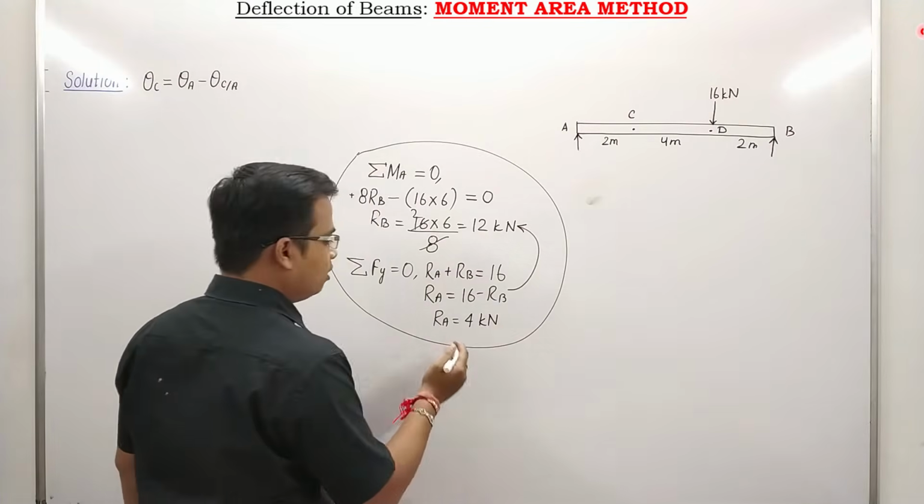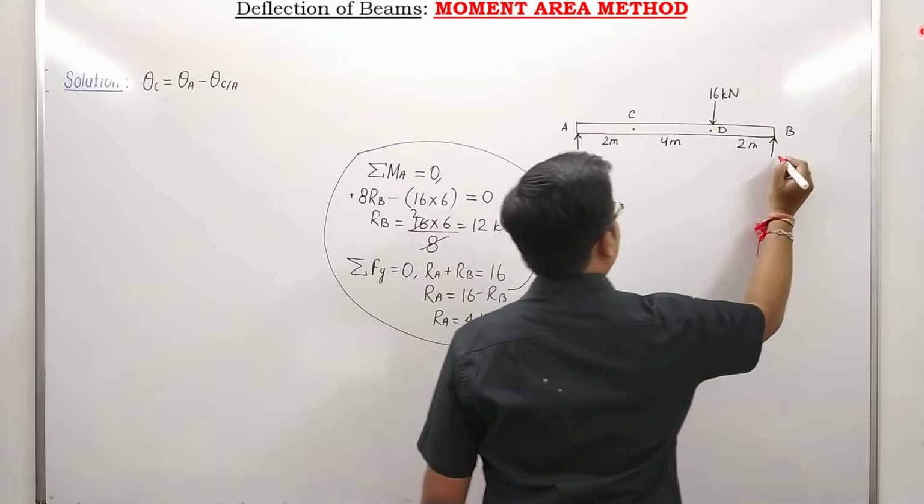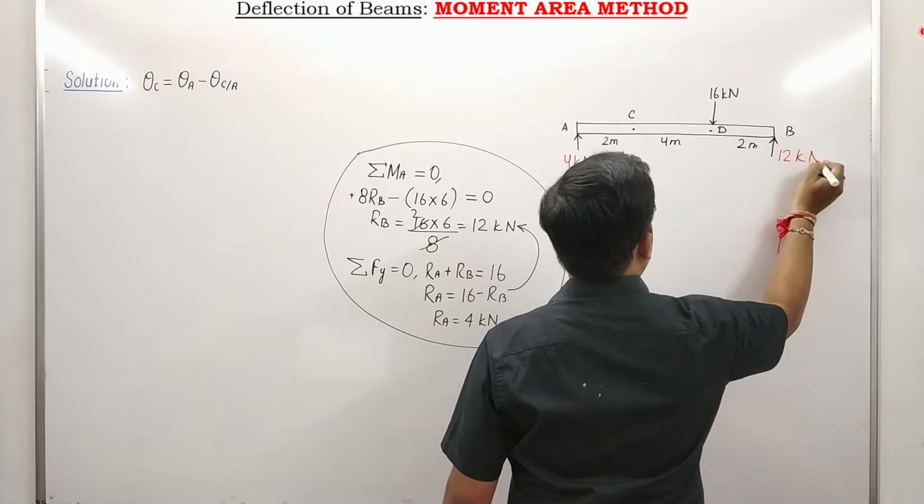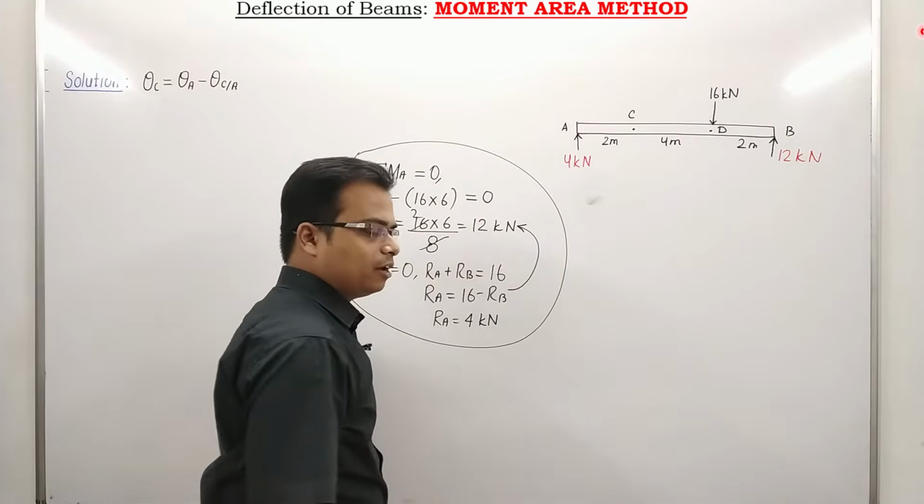So, what is the value of reaction at A? That is 4 kilonewton. Brilliant. And this over here has worked out as 12 kilonewton. So, they are balancing, 4 plus 12, that's 16. Fair enough. Now what to do?